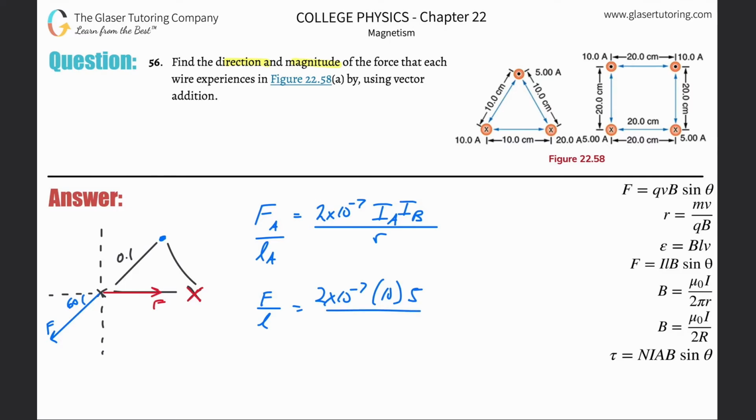Divide them by the distance between them, right? So that's 0.1. Oh, wait a minute. You might be saying, huh, that's the same calculation as before. Yes, it is. So now what we're going to do is solve that, so plug that into the calculator.